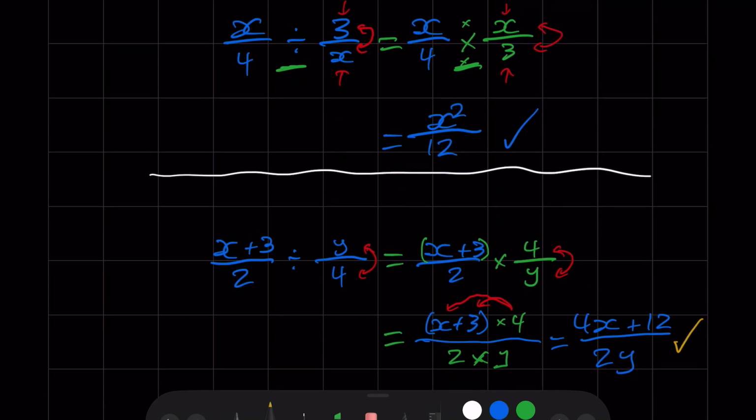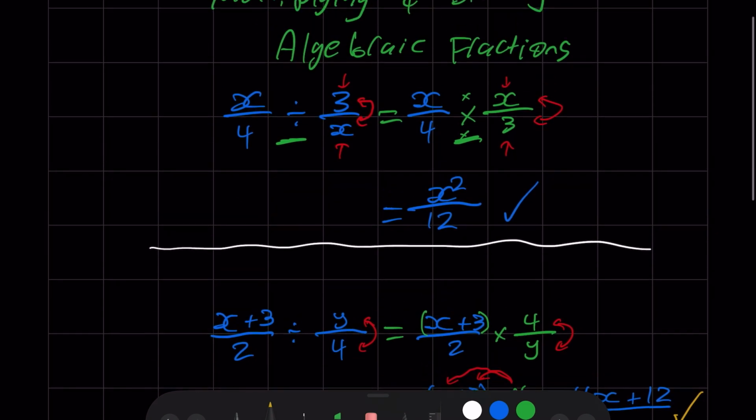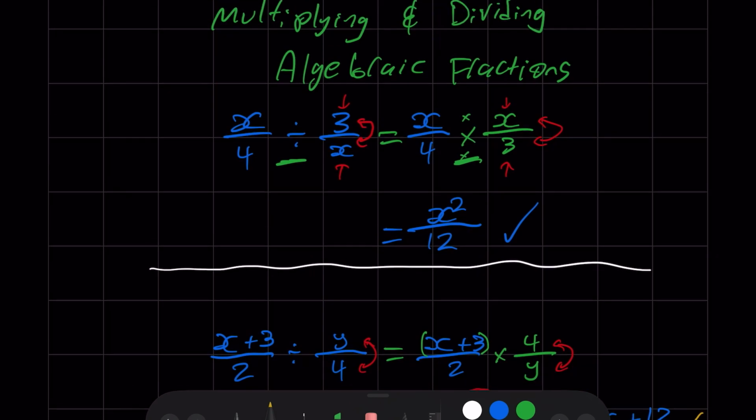So that is multiplying and dividing algebraic fractions. If you know how to multiply, you know how to divide. Just remember the rule of flipping that final fraction. Hope this has been helpful. Continue with your practice. Thank you.